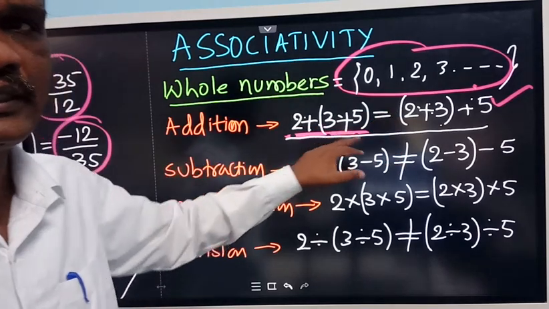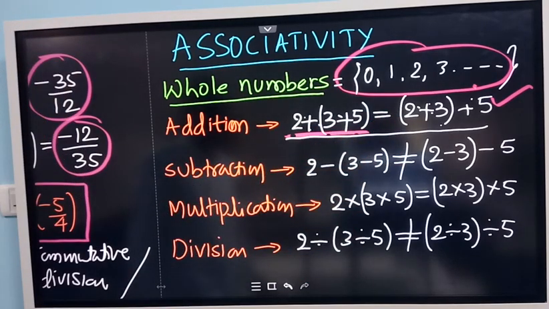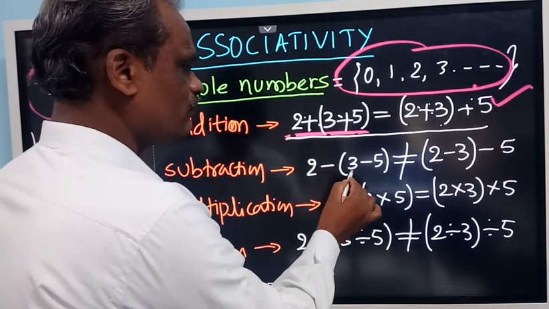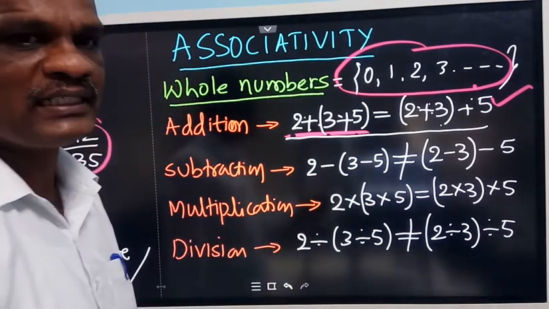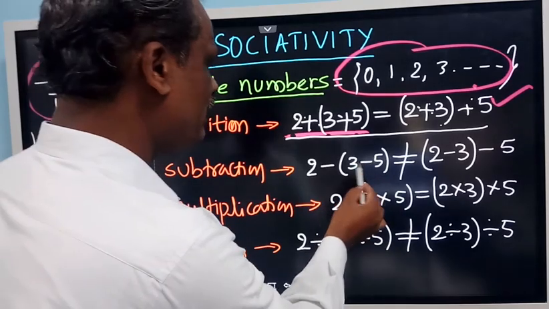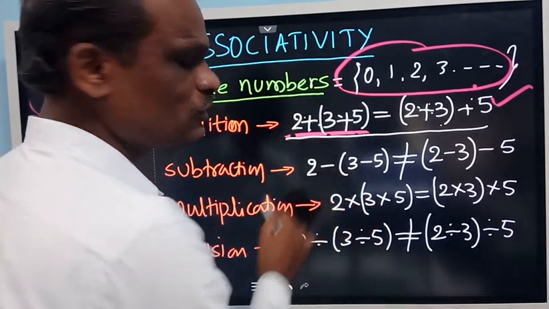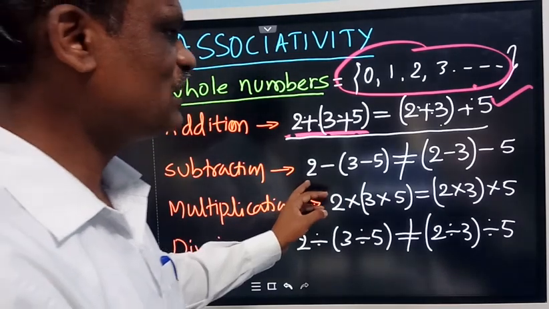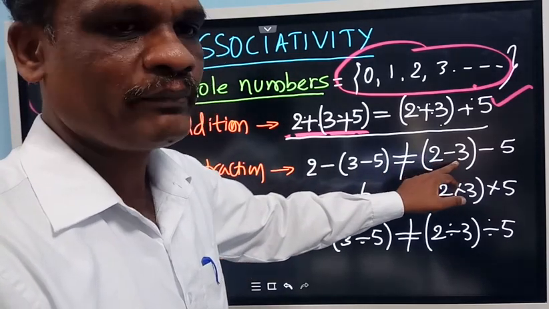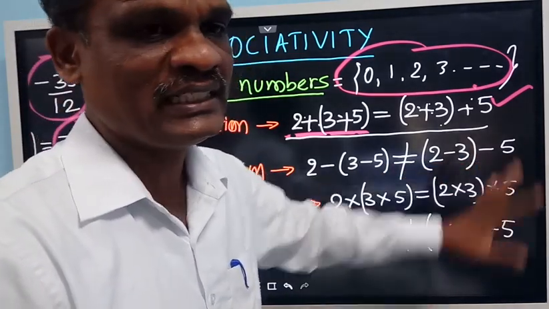Okay. Now come to the subtraction now. First you group 3 and 5 here. 3 minus 5. What is the answer? It is minus 2. So then minus or minus plus. Plus 2 it gives plus 4 here. Come to this side. This side plus 4. 2 minus 3 minus 1. Minus 1 minus 5 minus 6.